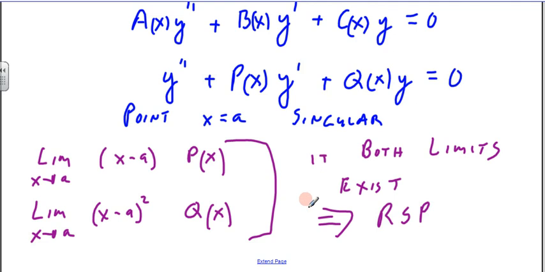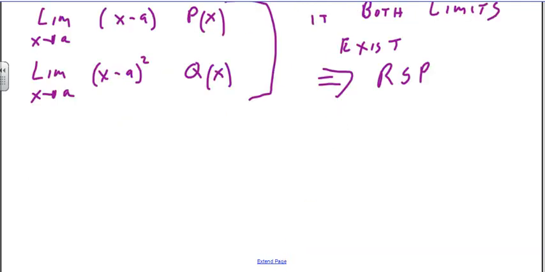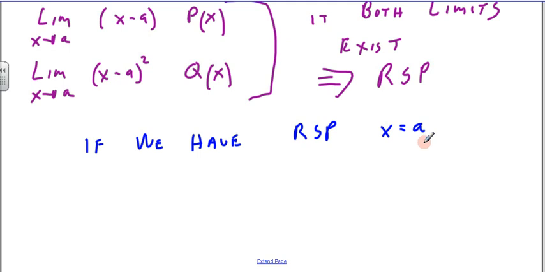Now, why do I care about regular singular points? Seems like something that was just made up. Well, if we have a regular singular point at x is equal to a, then I can solve using the series approximation methods that we're using by a method called Frobenius.